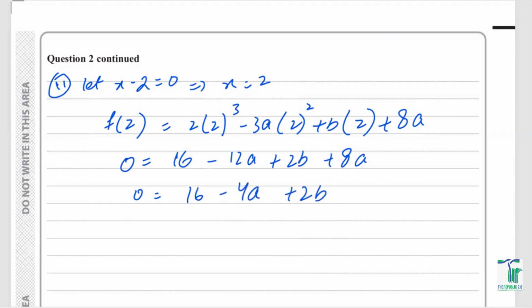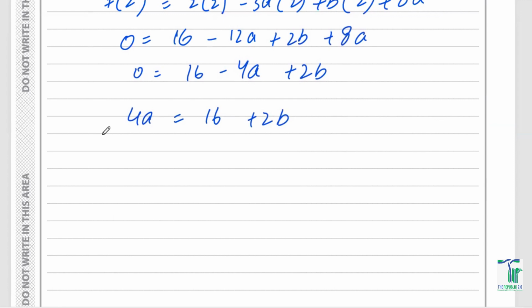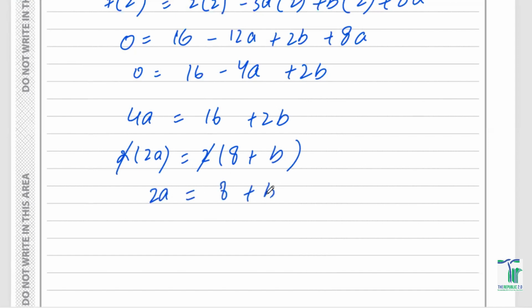plus 2b. And now I'm just going to move that 4a to the side, and I would be having 4a is equal to 16 plus 2b, right? So by taking something common from here, I would be having 2 times 2a. Over here, I would be having 2 times 8 plus b. This 2 cancels out with this 2a, and you would be left with 2a is equal to 8 plus b. So you've got this expression, 2a is equal to 8 plus b, and that is your equation number 2.